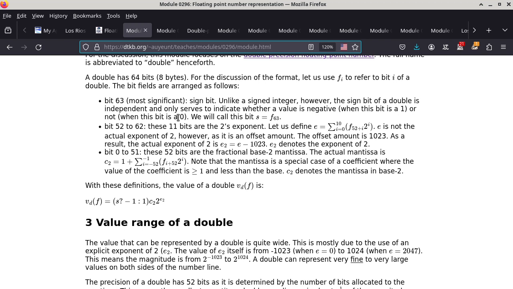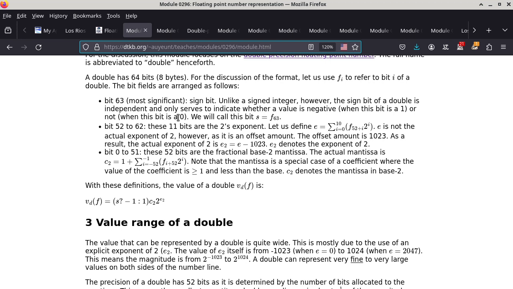So bit 63 is called the sign bit. And the way we use the sign bit, which is also called bit S in this notation, is if it is not false, then we multiply by a negative one. If it is false, which is zero, we multiply by a one. So this part is basically the sign of the entire thing.